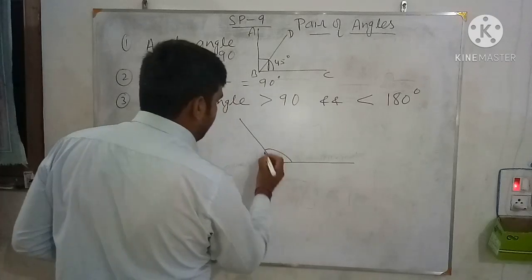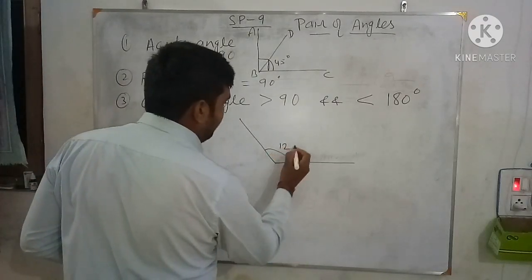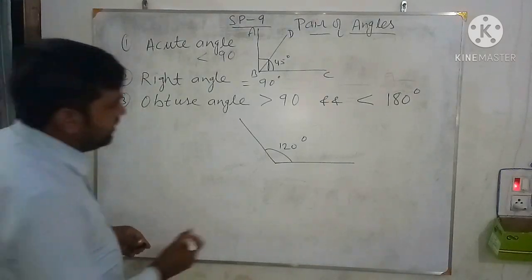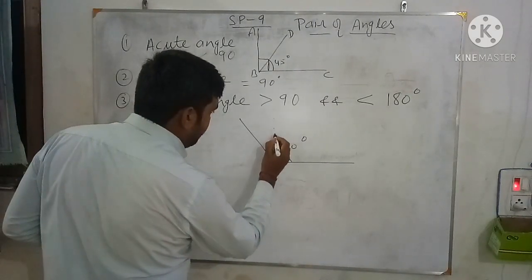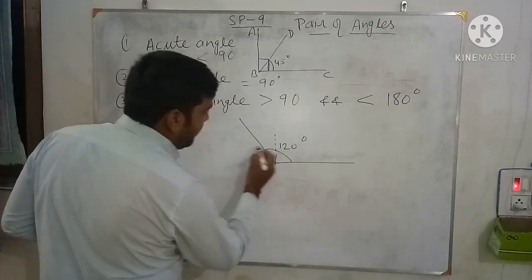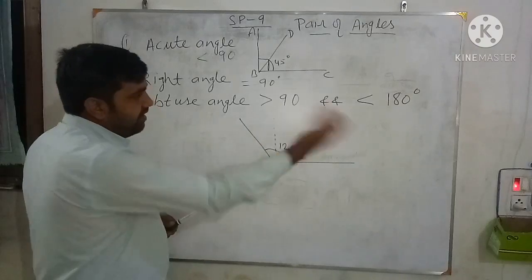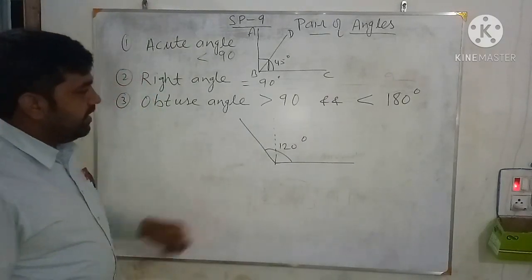That is more than 90. Suppose this angle is 120 degree. So this 120 degree is the obtuse angle. As you can see, this is the 90 degree and this is more than that. So the angle whose measurement is more than 90 degree and less than 180 degree is called the obtuse angle.